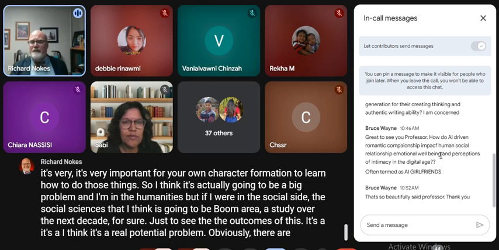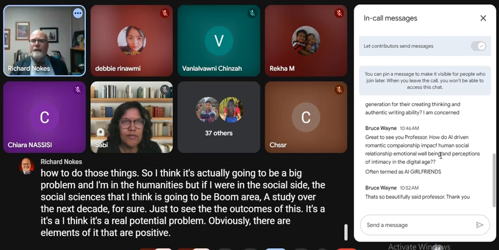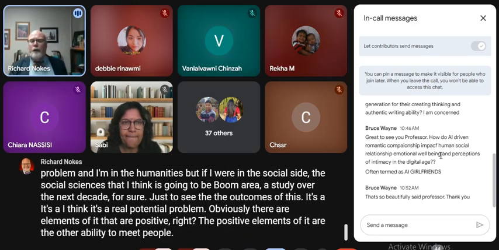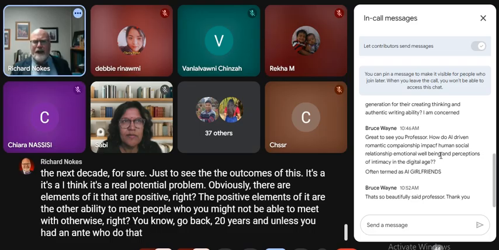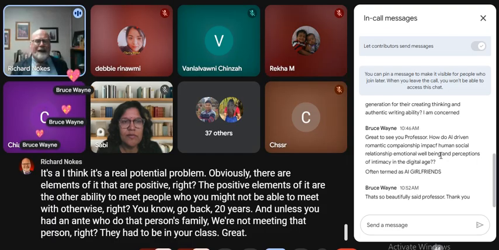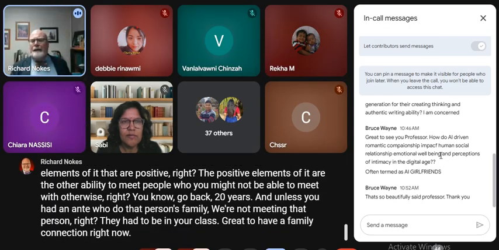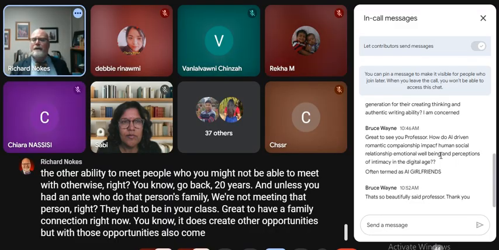Obviously, there are elements of it that are positive, right? The positive elements are the ability to meet people who you might not be able to meet otherwise. Go back 20 years, and unless you had an auntie who knew that person's family, you were not meeting that person. They had to be in your class or have a family connection. Now it does create other opportunities, but with those opportunities also come risks.